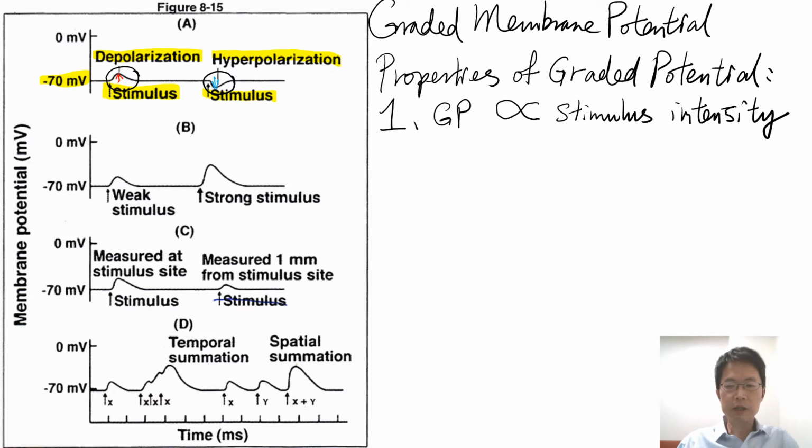In this case, we call it directly proportional. What does it mean? If we look at it here, when we give a mild electric shock, of course you see the weak deflection. And if we increase the intensity of the electric shock, and give a stronger electric shock, then we'll have a higher graded membrane potential. So that's why we call it directly proportional.